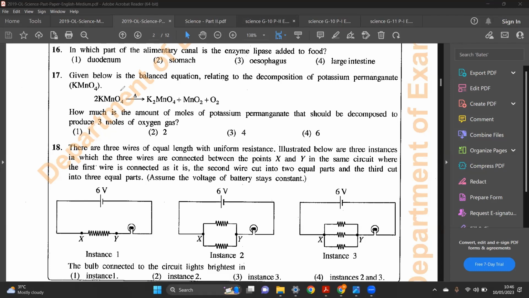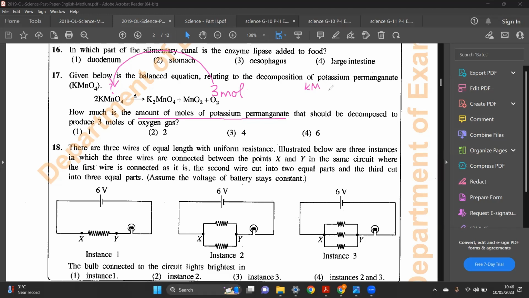In this question, they've told you how many moles of potassium permanganate, so that is here, should be decomposed to get 3 moles of oxygen. So they've given you the number of moles of oxygen. Based on that, they want you to find out the number of moles of this. Now remember, here it's very simple. We use a ratio method. In math also you've studied about ratios, where it's a form of connecting two things. So here they're building a connection between oxygen and potassium permanganate.